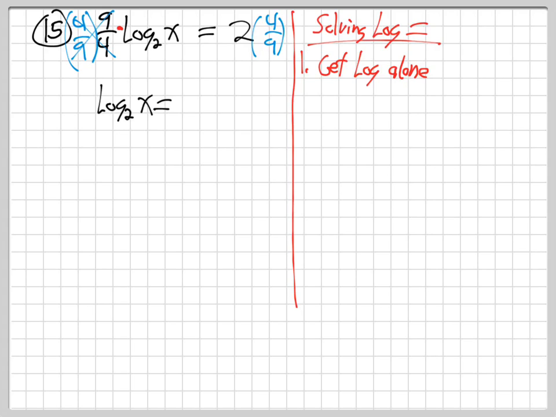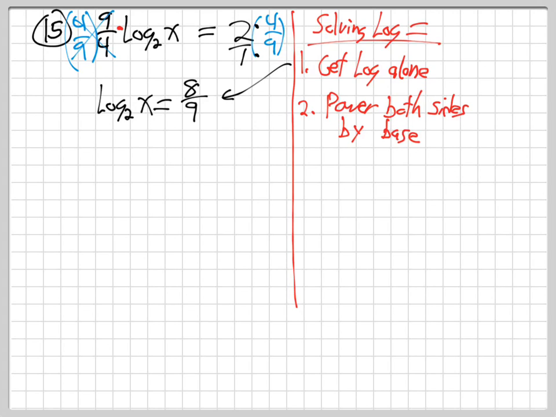What happens on the other side? The 2's over 1. 2 times 4 is 8. 1 times 9 is 9. There we go. So we got the log alone. That's step 1. Get the log alone. Step 2. Power both sides, right? Because powers and logs are opposites. Power both sides by the base. So whatever the base is, power both sides by it.